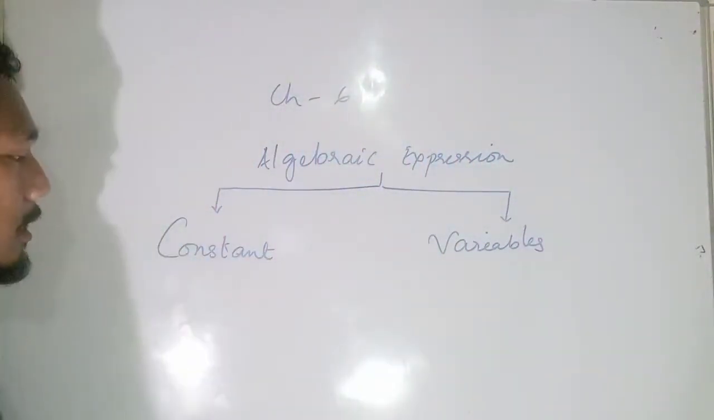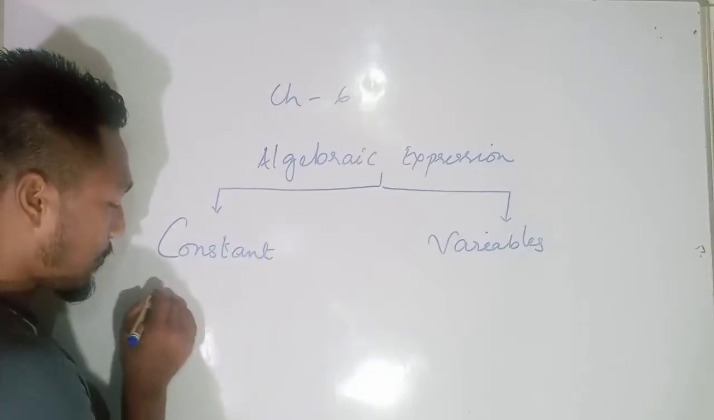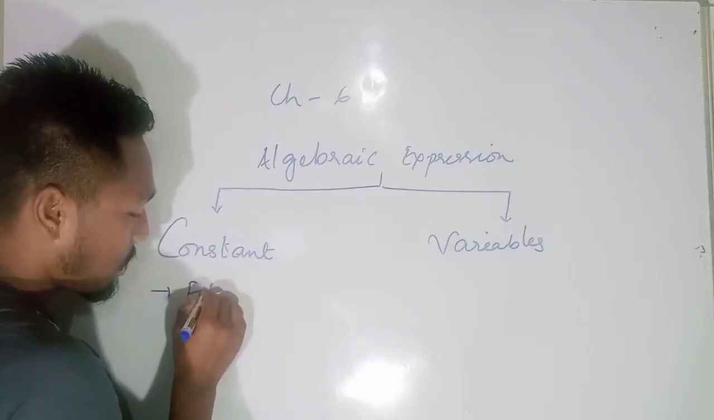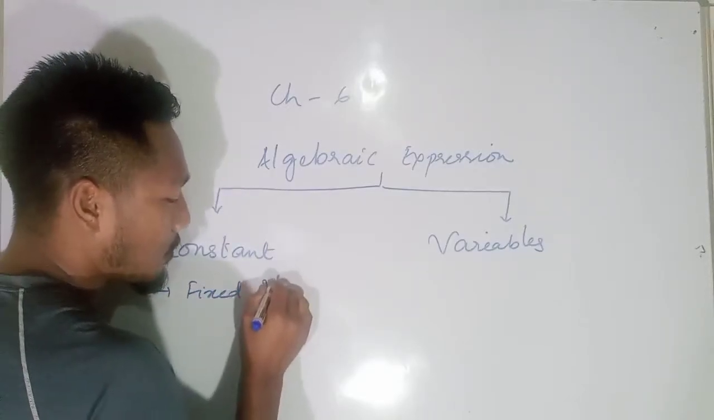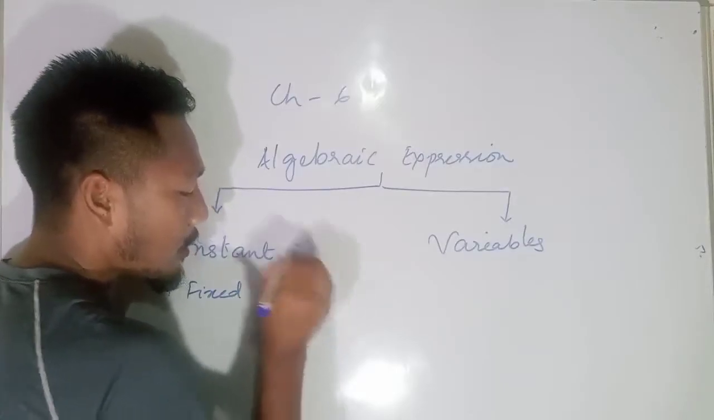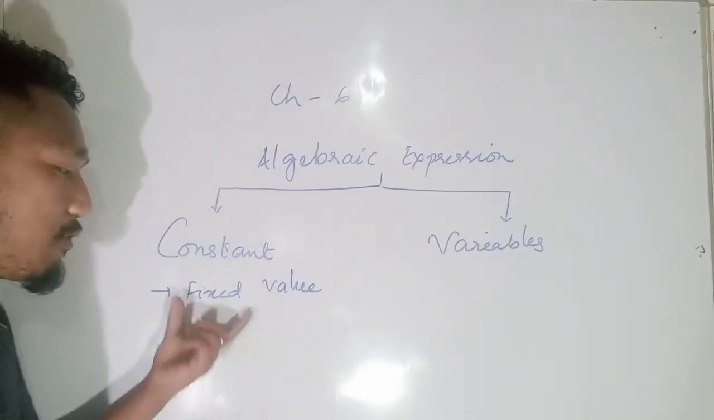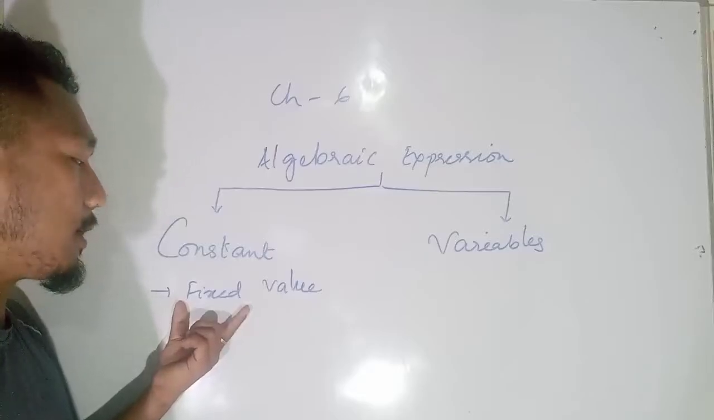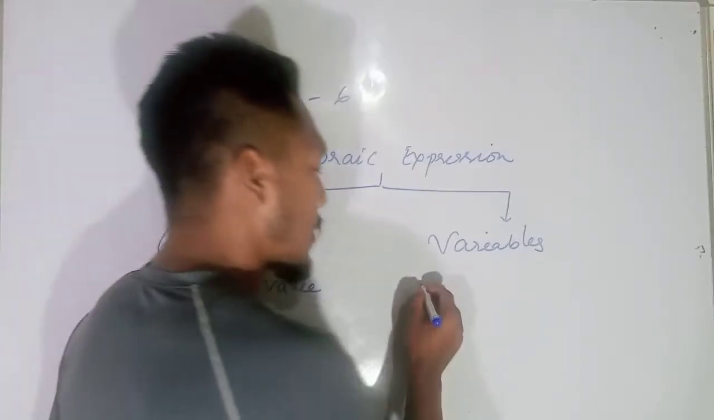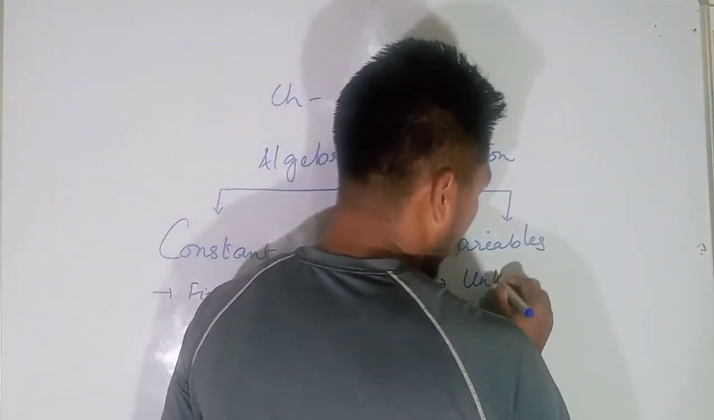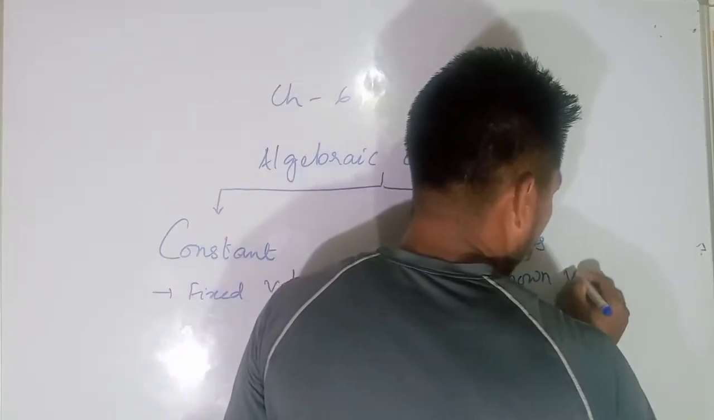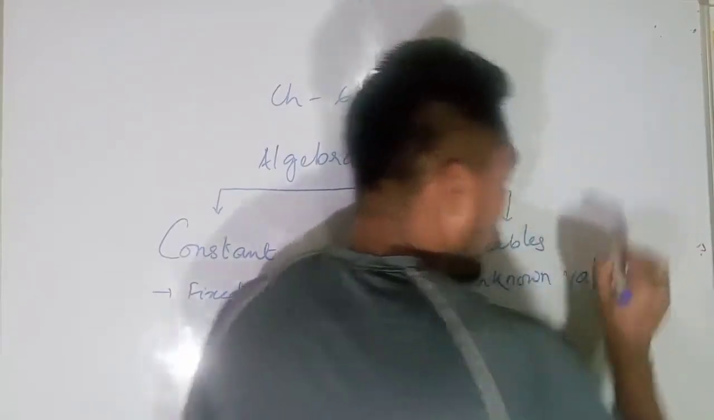So here you see, a constant is what we call a fixed value. Fixed value, you cannot change it. I think you know the meaning of fixed. Constant means a fixed value, and variable means an unknown value.